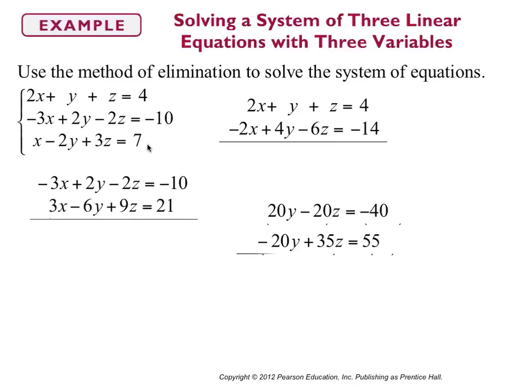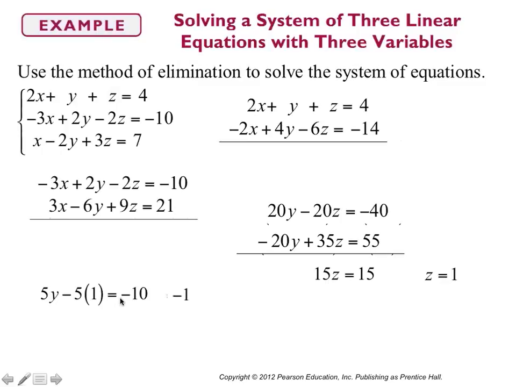Now at this point, this should look pretty familiar. Really all you're doing is solving two equations with two variables. You could use substitution or elimination at this point. It doesn't really matter. We add these two together, and we get 15z equals 15. So we're left with z equals 1. Now we use one of the two equations that we had originally created here. We had 5y minus 5z equals negative 10. We're going to use that to solve for the other variable. So we have 5y minus 5 times 1, which was z, equals negative 10. And if we solve that, we get y equals negative 1.